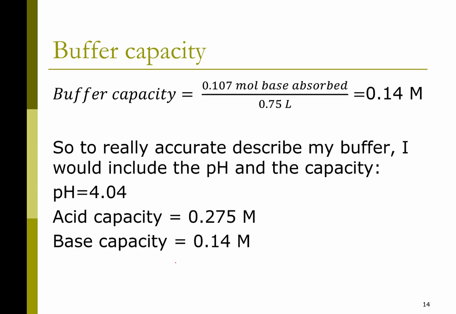Right? And so if I truly want to accurately describe a buffer, I need to specify the nominal pH because, of course, the whole point of a buffer is to hold the pH constant. The pH matters, but it also matters how well it can hold the pH. And that's really what the buffer capacity is telling me. The bigger the capacity, the better the buffer. In this particular case, a full specification of the buffer would be a pH of 4.04 with an acid buffer capacity of 0.275 molar and a base buffer capacity of 0.14 molar.